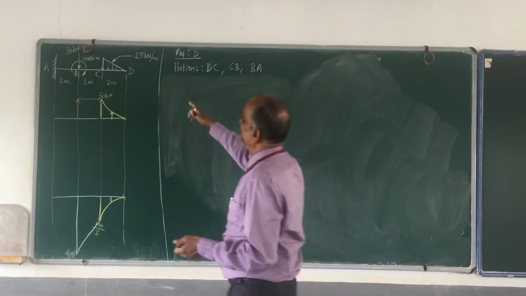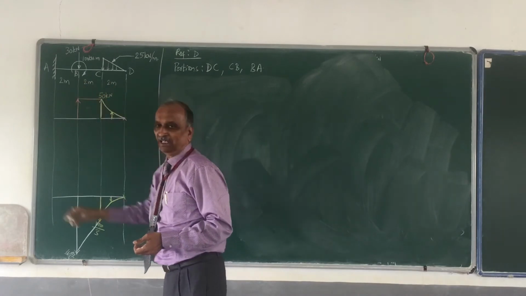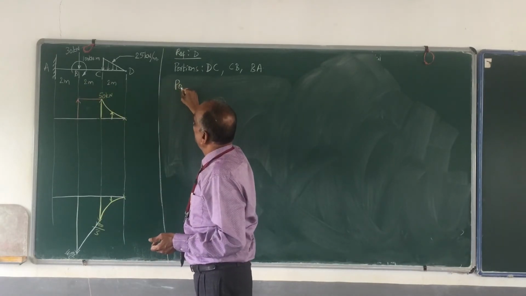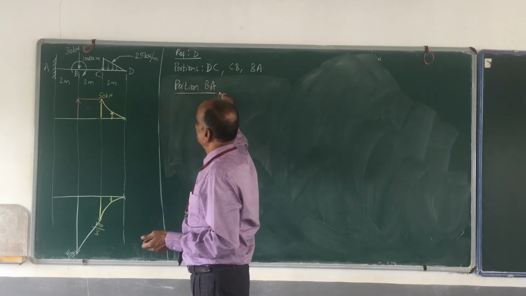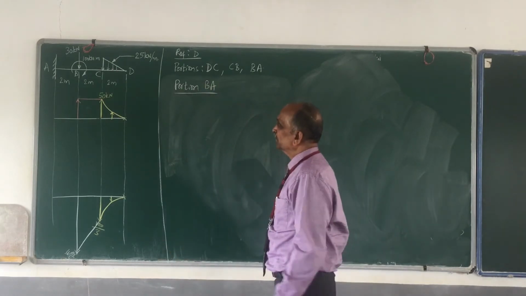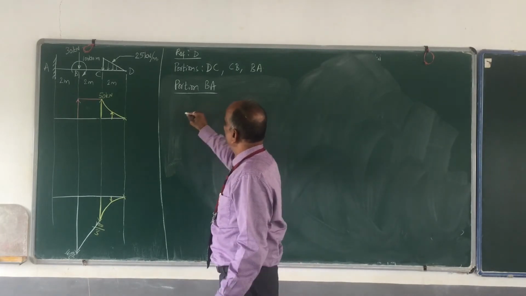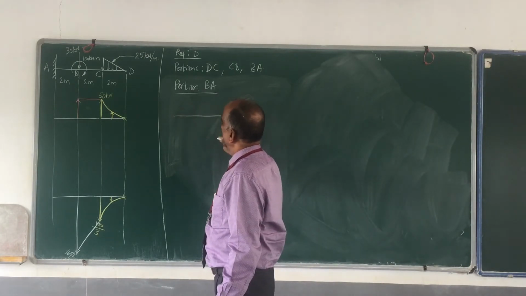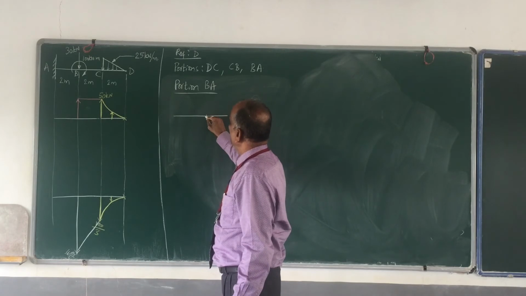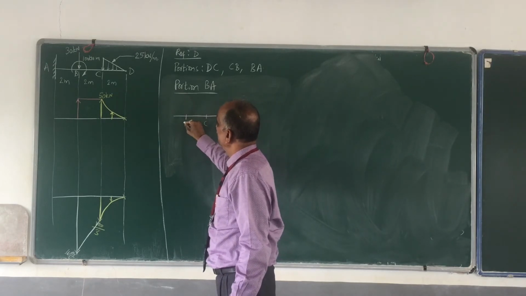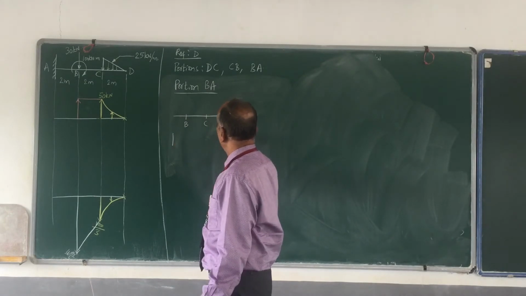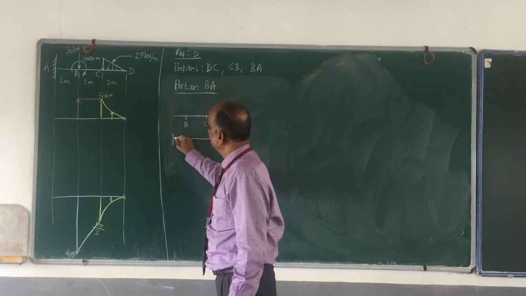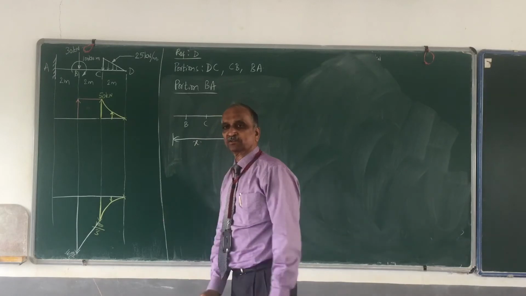So moving on to the last portion, that is BA. Portion BA. So draw the free body diagram. It starts from B. You have C. Then you have B. A has not been reached yet. And from D to E, this section. This is what is x.